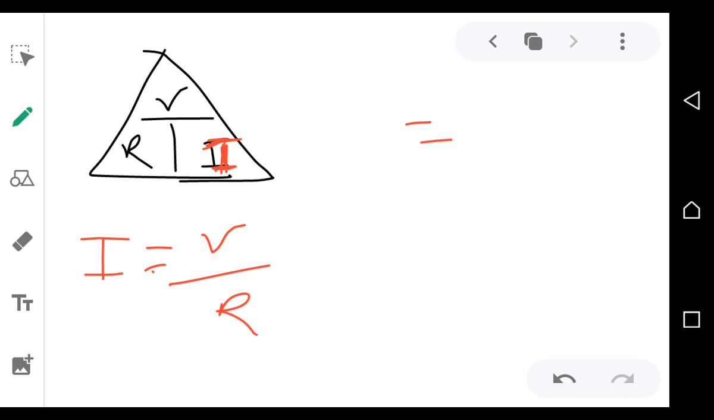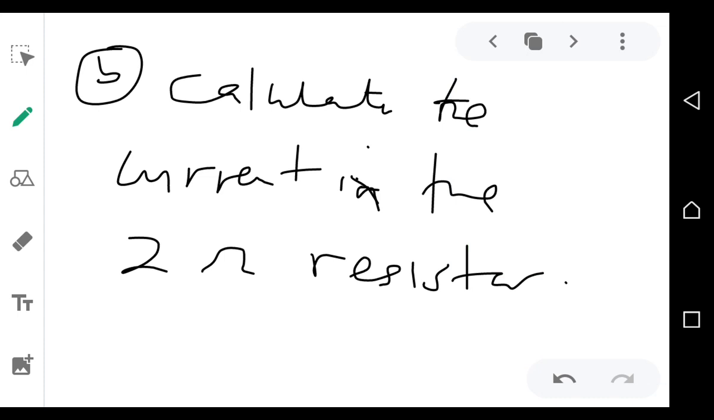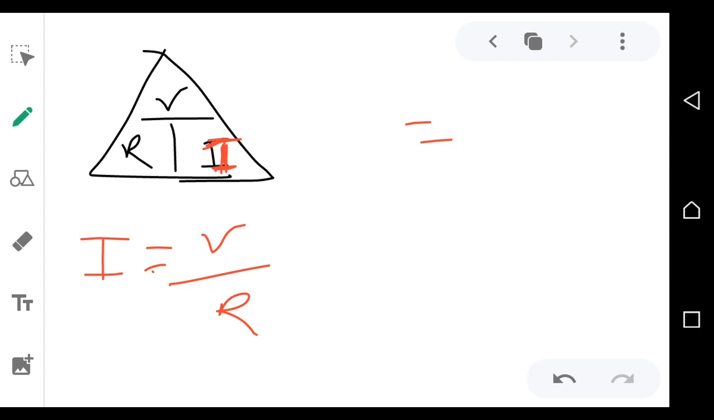The question was saying current in the 2 ohm resistor. So on resistance I have to put 2 ohm. So current is equal to voltage over resistance according to this formula. What is the voltage? 12. The resistance is 2, since they said the current in resistor 2. So that is equal to 6 amps.